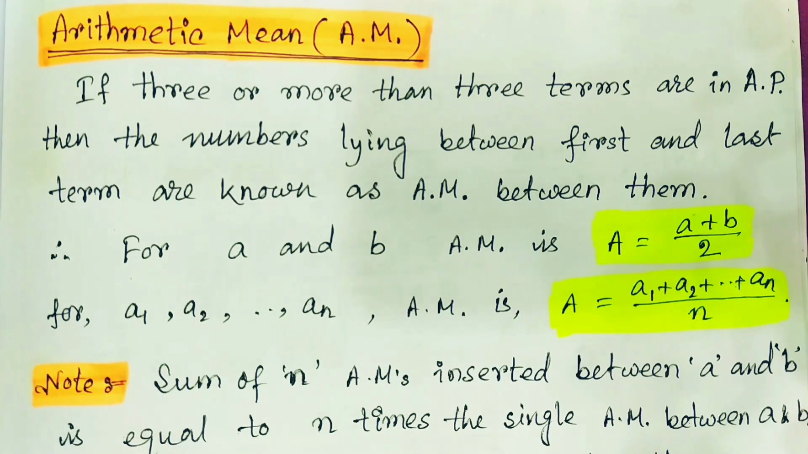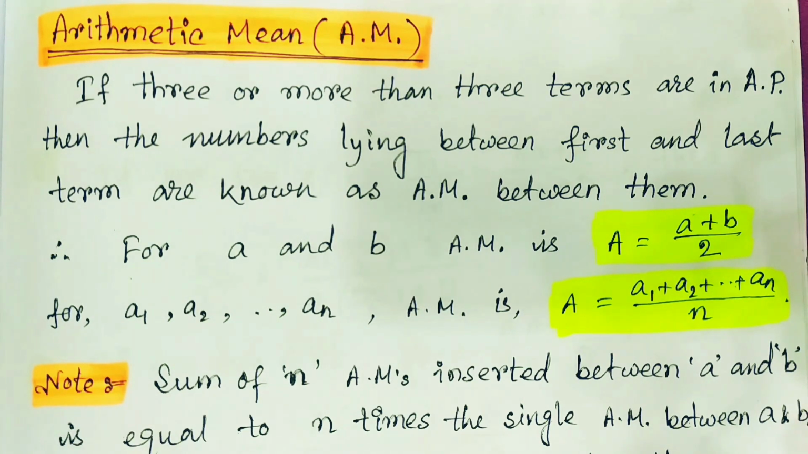Now it is about the arithmetic mean. We know this word mean. Mean is the middlemost value. Now in arithmetic progression, how will we impose this mean? First of all, we should come to know what this mean is.